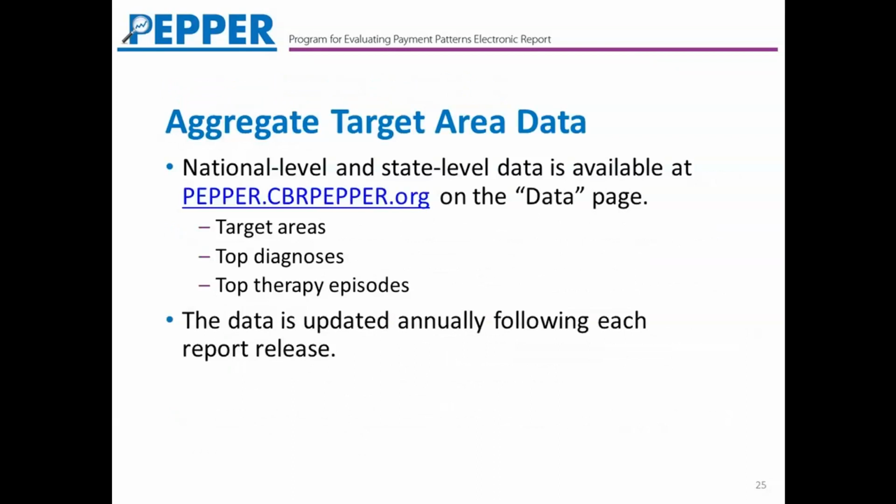We have a number of other resources that are available publicly on our website, which is pepper.cbrpepper.org. One of those resources is aggregate information for the target areas, both at a national and state level. Also, aggregate information regarding the top diagnosis, top therapy episodes, and this information is updated each time we have a PEPPER release.